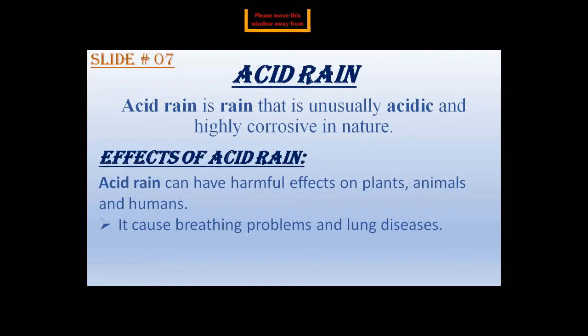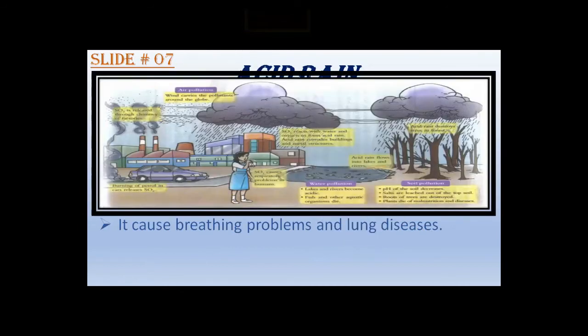So the effect number one of acid rain is that it causes breathing problems and lung diseases. As you can see in this diagram, there are some raining clouds, but the color of this rain is different. It is the acid rain. SO2, sulfur dioxide, reacts with water and oxygen to form acid rain. Acid rain also corrodes buildings and metal structures.